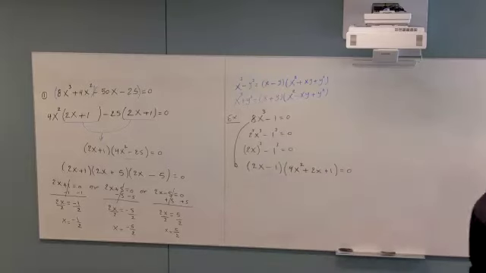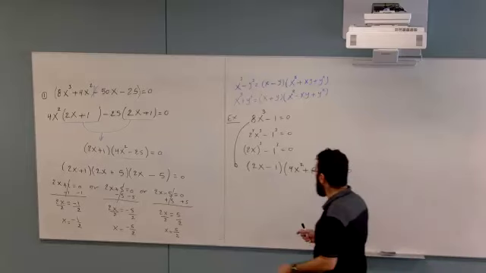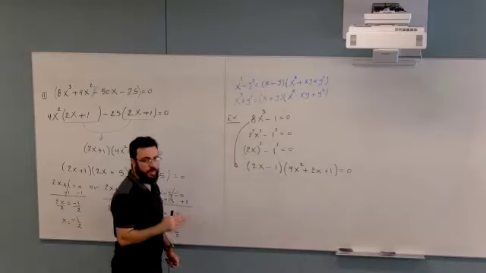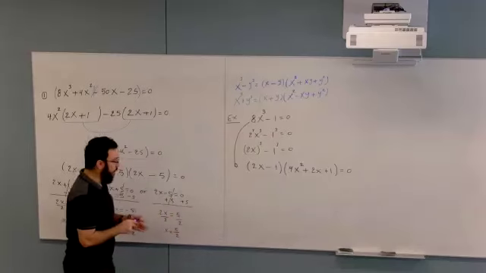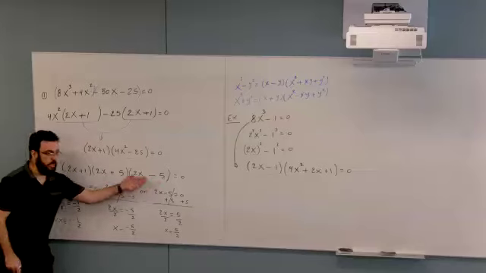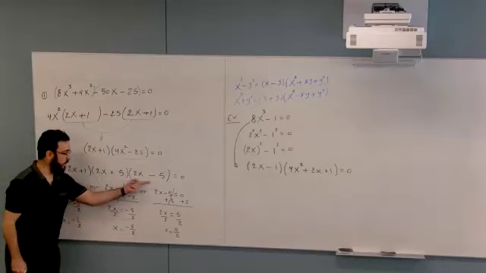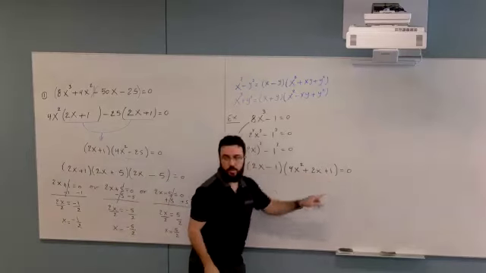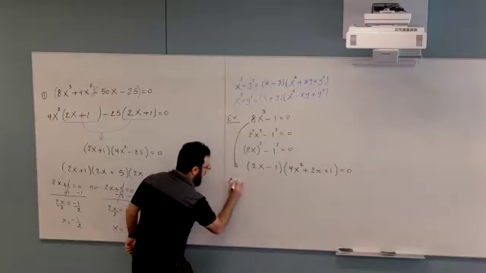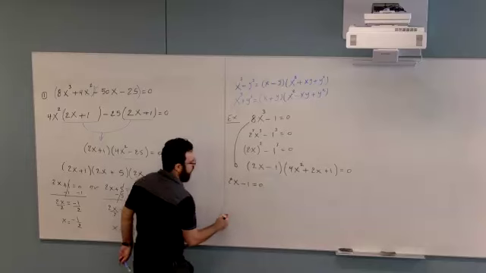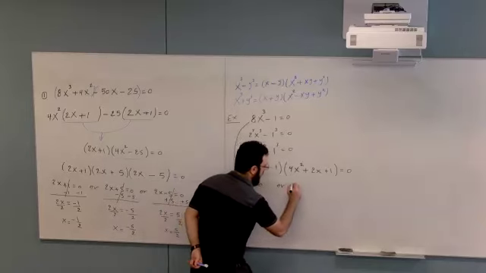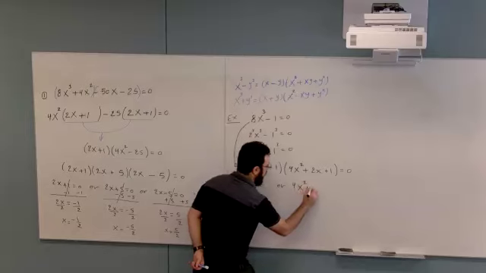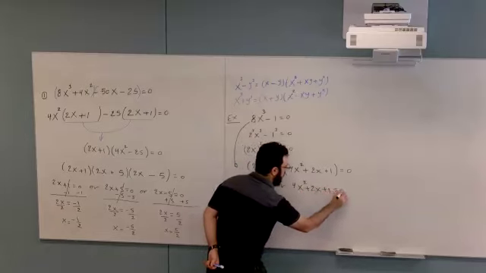Okay, so far? Yes or no? Now, if you have two parentheses, how are we going to find the solution? How many parentheses do we have here? We can take the first one equals 0, the second one equals 0. Same thing here: I'm going to take this one equals 0, this one equals 0. Maybe 2x minus 1 equals 0, or 4x squared plus 2x plus 1 equals 0.